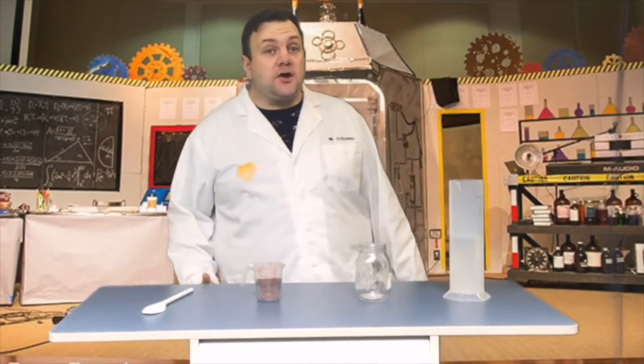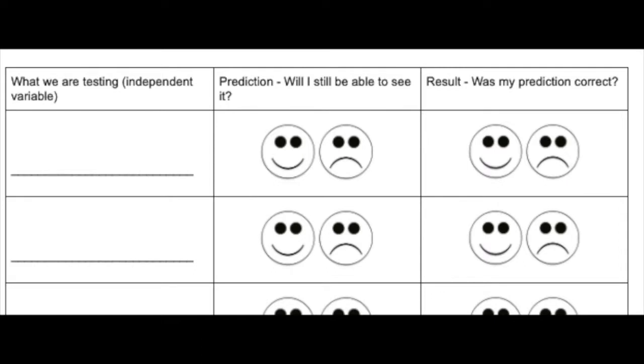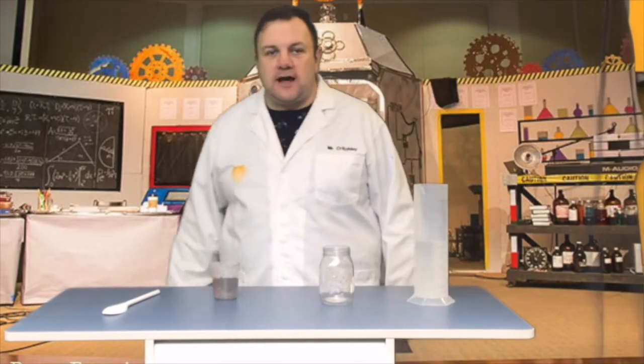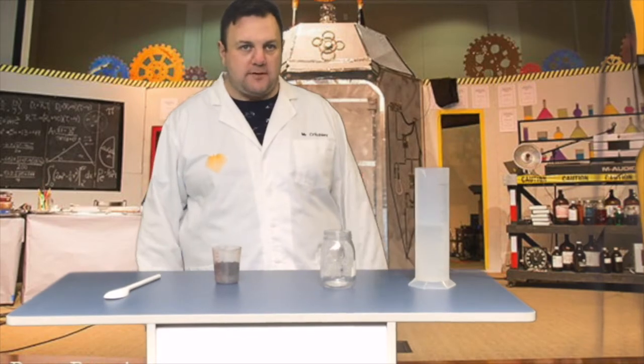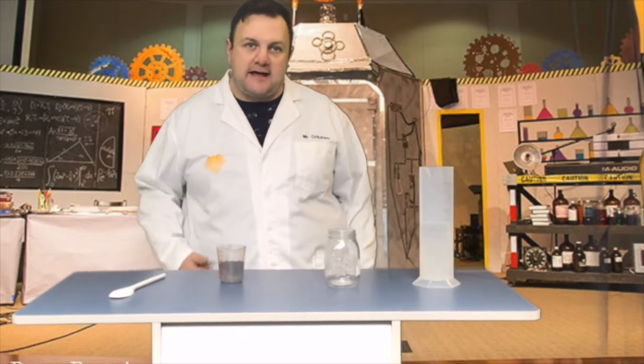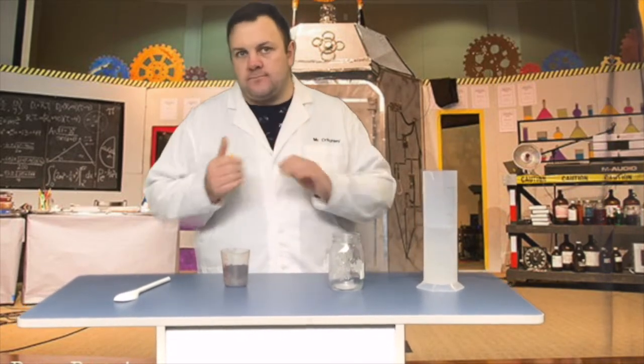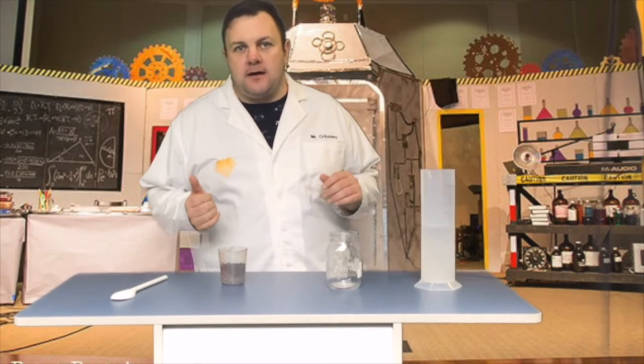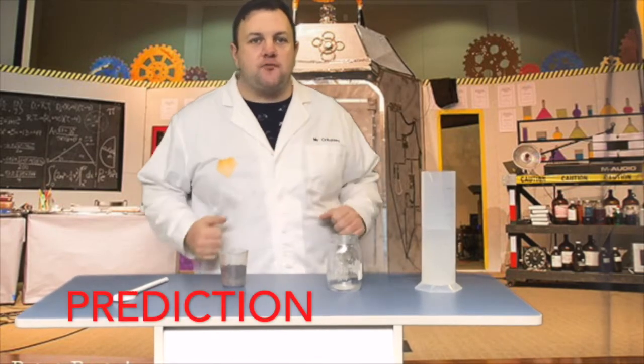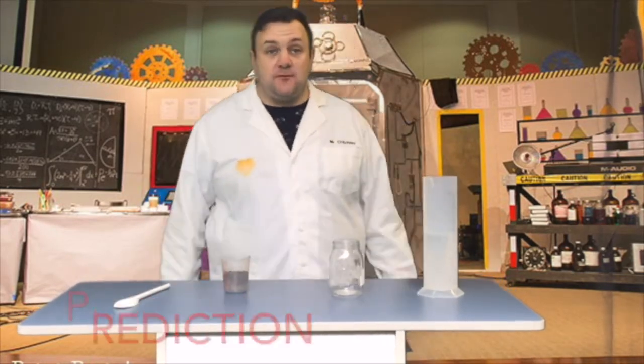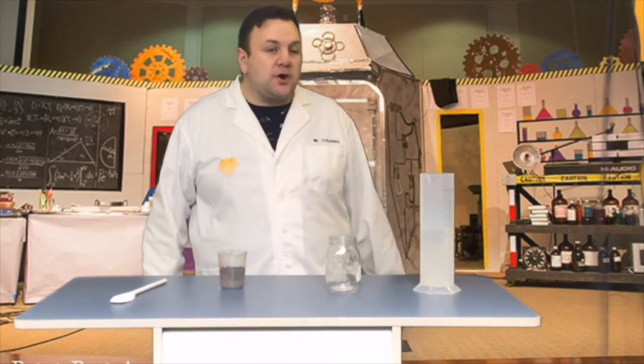On the worksheet, you're going to write down what it is you're testing. So for this one, I'm going to do some dirt that I got from one of the school gardens. So I'd write down dirt. Then I need to do two things. First of all, I need to have a guess about what will happen. In science, we call a guess a, do you remember? Starts with a P. Prediction. Prediction just means have a guess before we do the experiment.